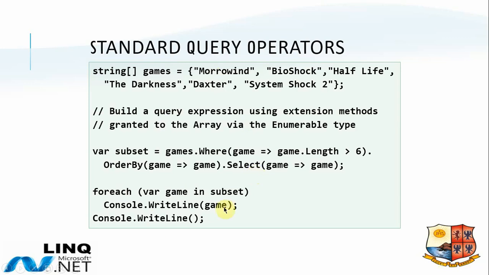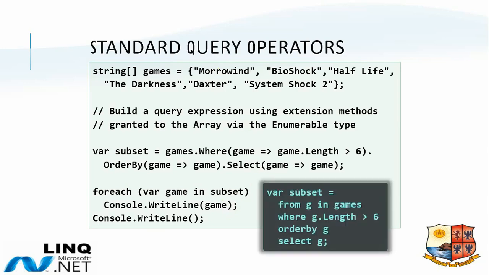Okay, that's fine. Now how will I write the same thing in query mode? Query expression. Let's see that. That's it. From G in games where G dot length is greater than 6, order by G, select G. Done. What is this G here? Range variable. What is the collection here? Games. This is much more readable compared to this.